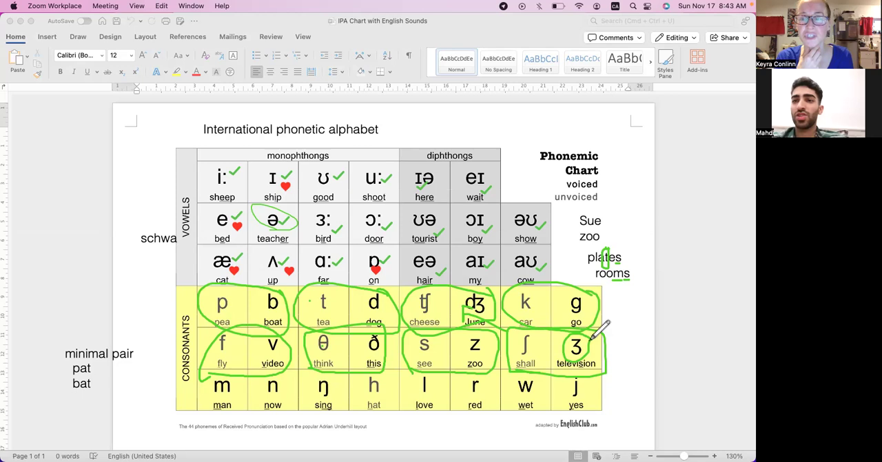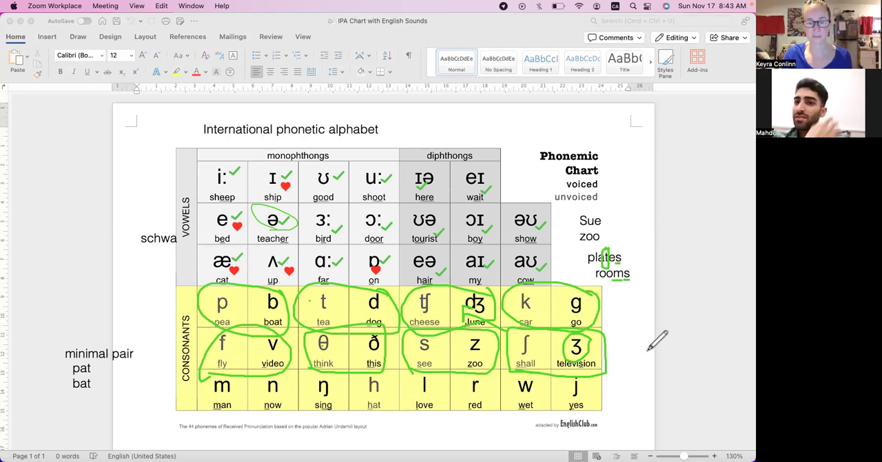So sh, no vibration. And this one, with vibration. This is the sound in television, vision. Or another word would be measure. How much is it? Let's measure. Okay, so that is it for our minimal pairs.